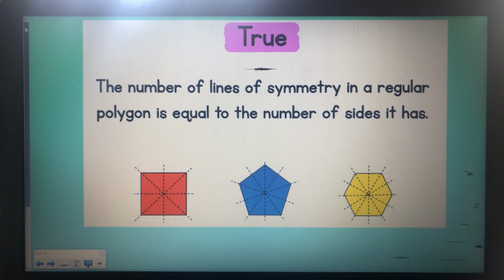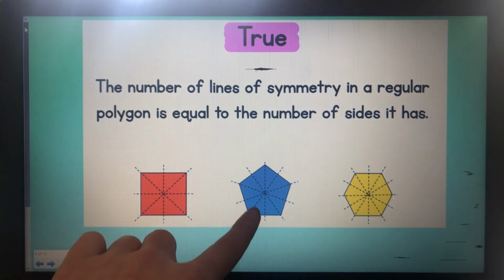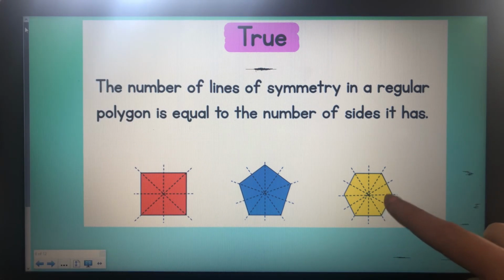So because it's a regular polygon, the statement says that it has the same amount of sides as it does lines of symmetry. So 4 lines of symmetry, 5 lines of symmetry, and 6 lines of symmetry. If I was to fold that shape in all those different ways where the lines are, it would be exactly the same on the other side. Hope you got that right.